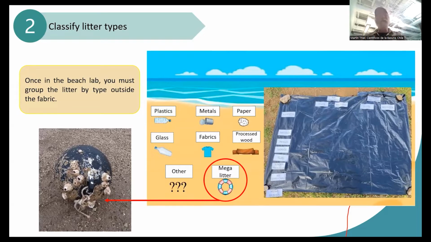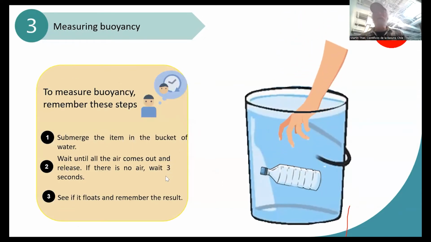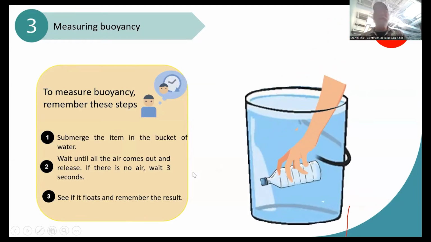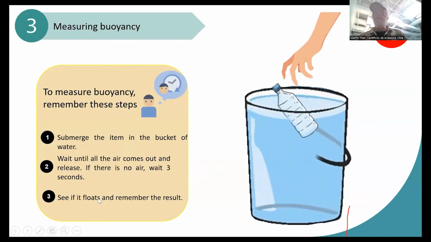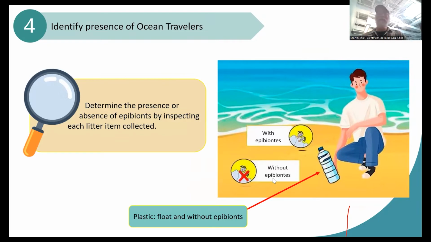Once we have organized the litter into these main categories, then we start to determine whether each litter item is floating or not. So we dump it in the bucket and we check, we remember the result, then we inspect the litter carefully to see whether it has epibionts or not. In this example, we see that our plastic bottle did float and it did not have any epibionts, any organisms.